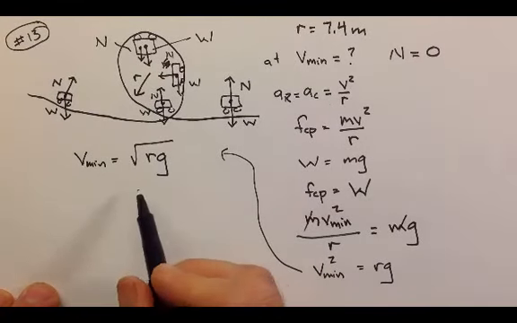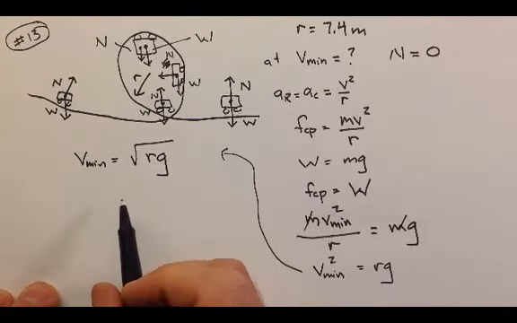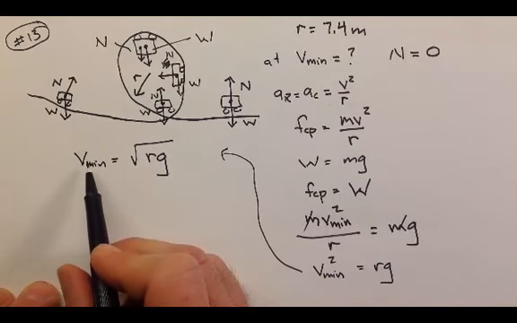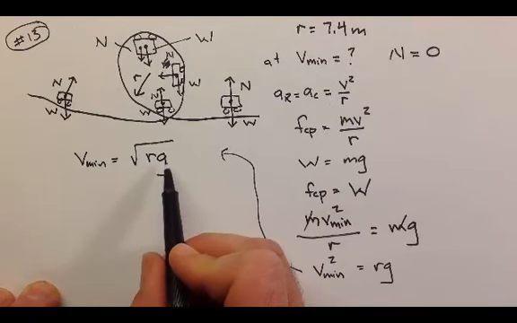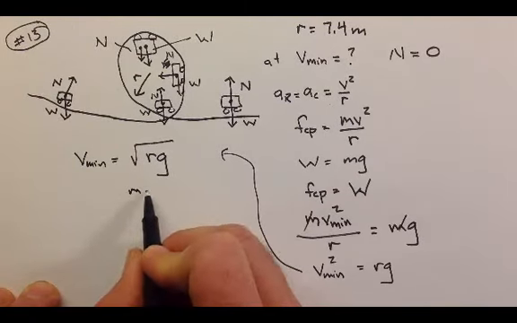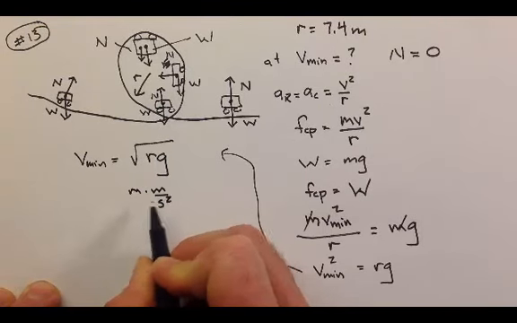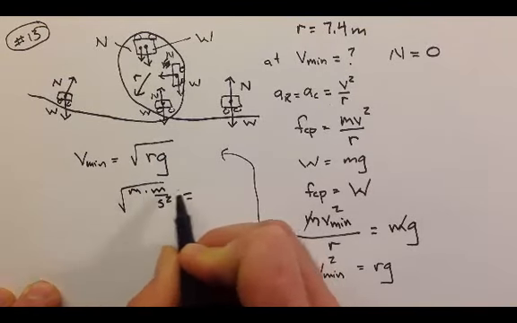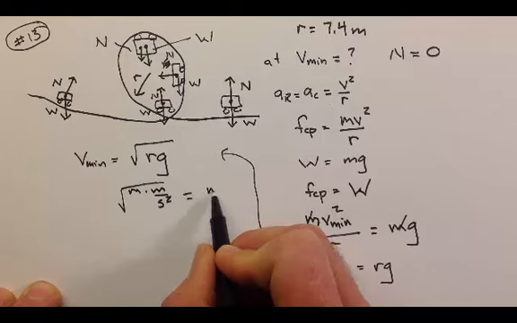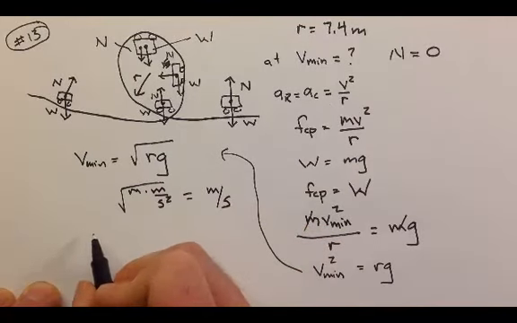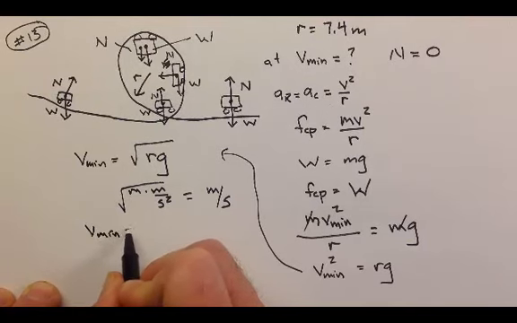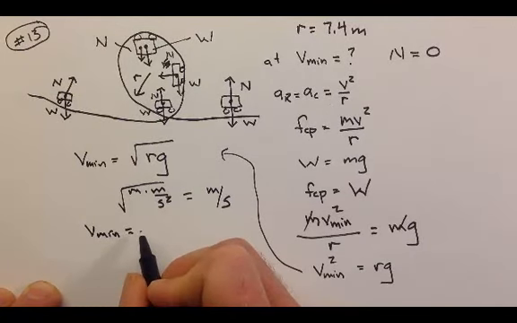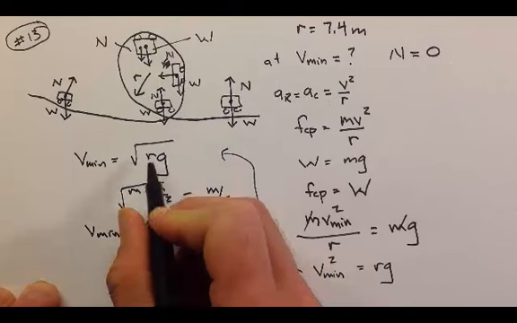Sometimes it's good when I get to the end of the problem just to double check my units here. This should be in meters per second. R is in meters. G is in meters per second squared. So meters times meters per second squared. The square root is meters squared over seconds squared, which is meters per second. So it looks like my problem is on track here. So v min on track. I made a pun without even knowing it.